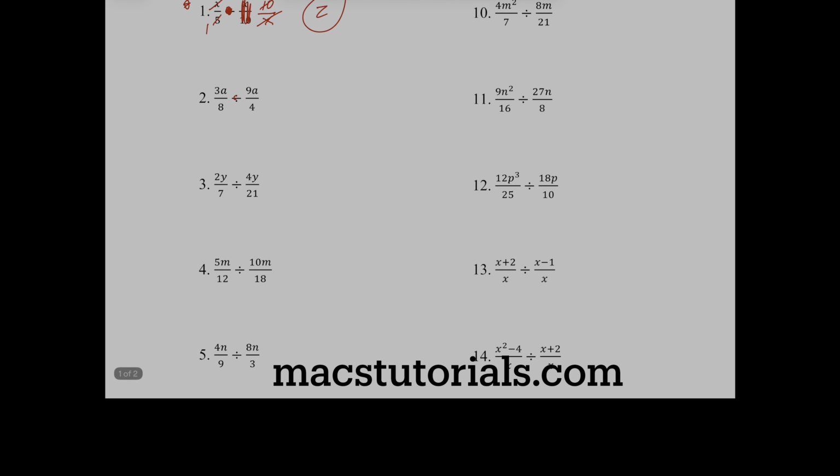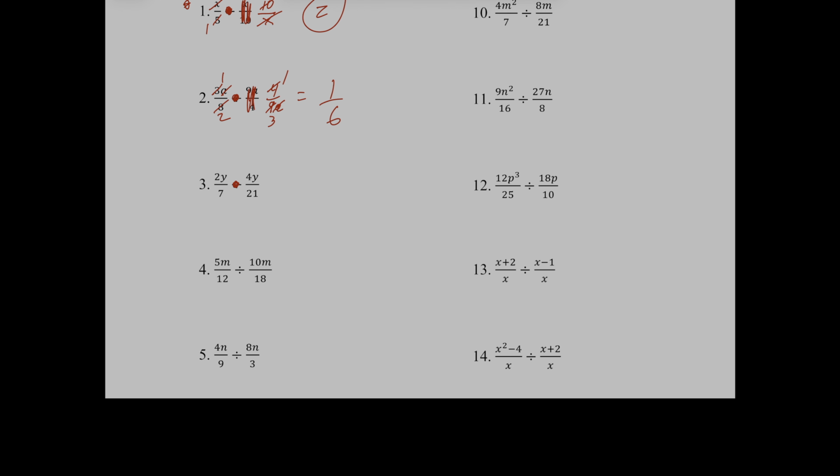Let's go to number 2. It's divided by. We're going to make it multiplication, and we're going to flip. After we've done that, now we can go 1 and 2. The a's cancel out. The 3's go to 1 and 3. My answer is 1 over 6. Let's go on to number 3. Okay, we're going to make this multiplication, and we're going to flip. That's all we do. Now 7 will go in there once, it'll go in there 3 times. The y's will cancel out, and the 2's will go to a 1 and a 2. I'm left with 3 over 2.